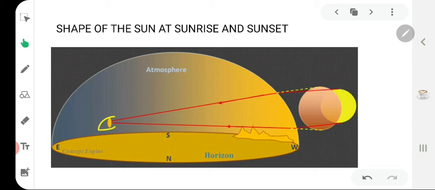However, at noon, the sun is overhead and light rays pass normally through the Earth's atmosphere and go straight without any bending. So, the sun appears circular at noon. So, this will be all for today.